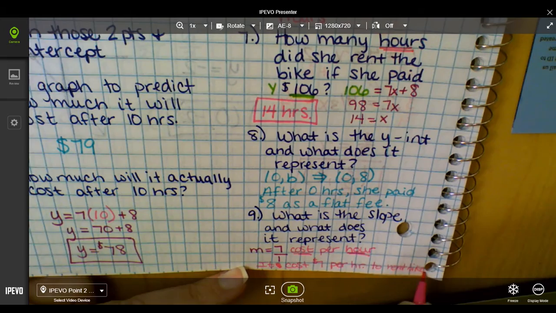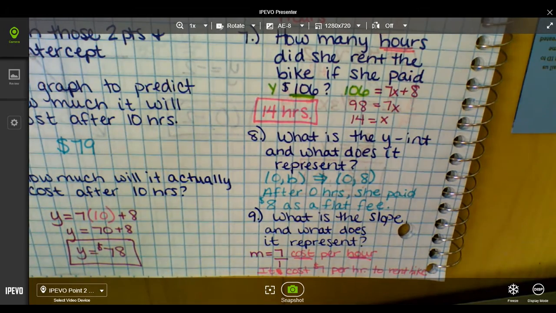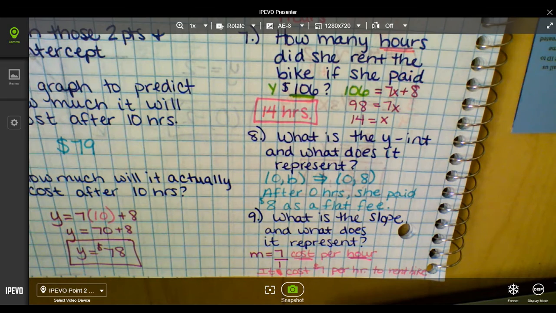And I'm running out of space over here, but you know what I mean. So that's kind of what I want you guys to have for your slope. I want something per something. That's where your points are going to come in. So in this particular case, it costs $7 every hour she rides the bike. So her cost keeps on increasing by $7 every hour.